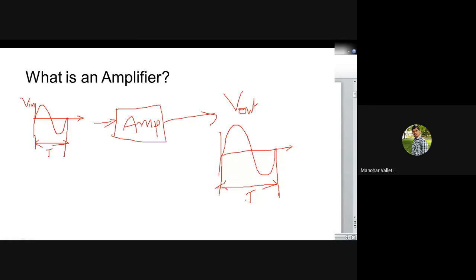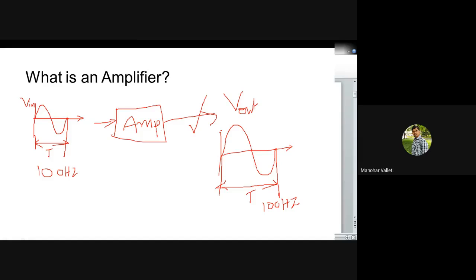Meaning if the time period is varying, the frequency is varying, right? So let us say the applied input signal's frequency is 100 hertz, the output signal frequency also has to be 100 hertz. So to summarize, the amplifier cannot alter the wave shape of the applied input signal. It needs to give the output of the amplifier with the same wave shape but with any one of the parameters increased.